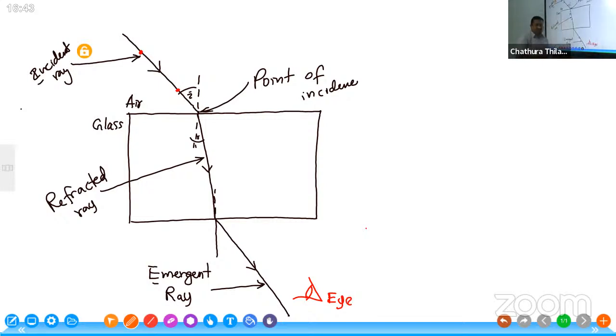Look through the glass block. Look at the two optical pins.